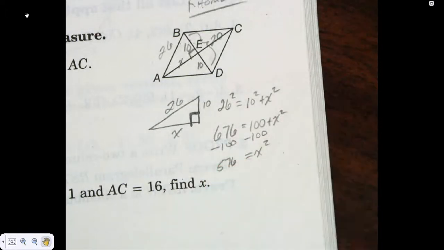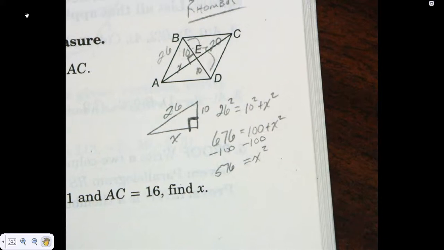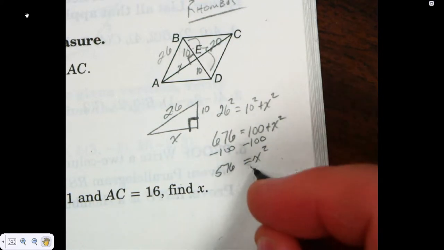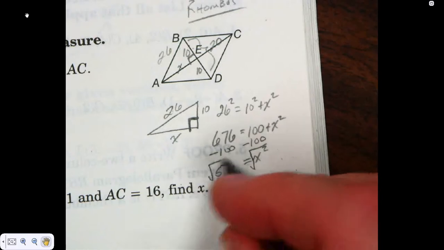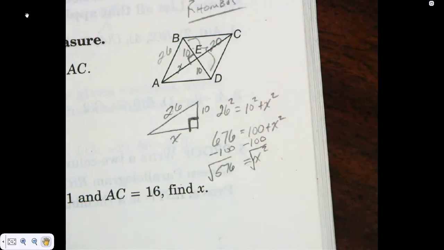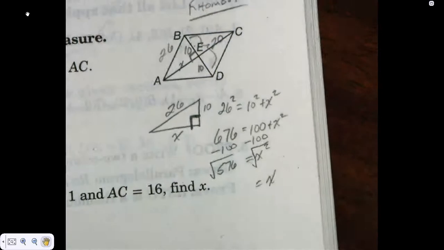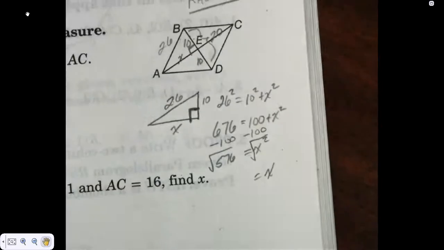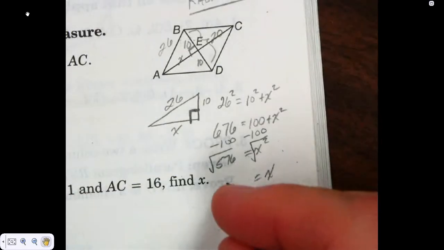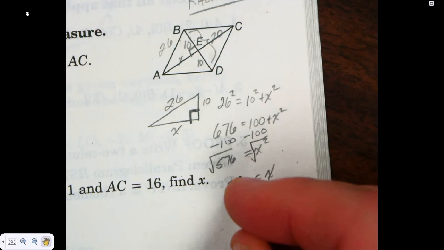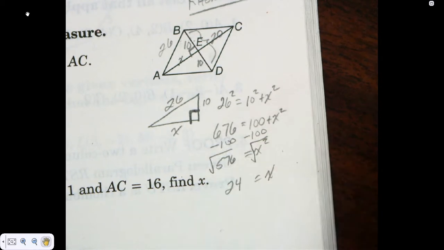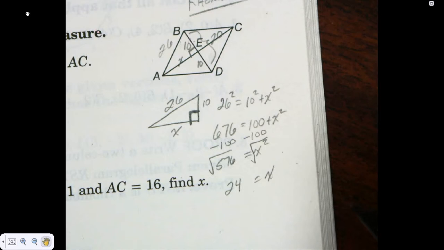So is that what the length of that side is? Is it 576? Does that make sense? What am I missing? I have to take the what? Square root of both sides, because the square root of x squared is x. Okay? So what is the square root of 576? Does it come out even? Is that right? Yeah, 24.